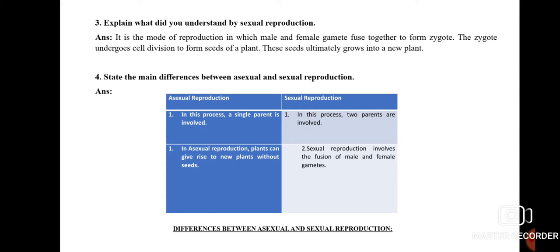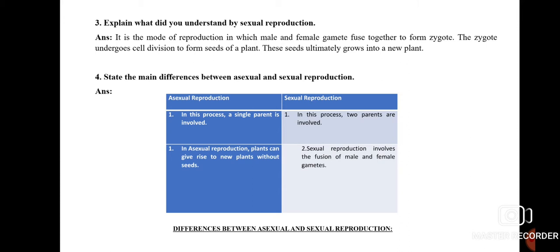So what happens during pollination? Pollination is done by several agents such as insects, wind, and water. Suppose I say insects, bees or butterflies, they sit on a flower for sucking nectar. Nectar is actually their food. It is a sugary fluid which is present inside the flower. So when they sit on the flower, what happens at that time?